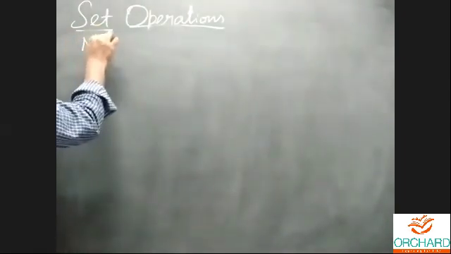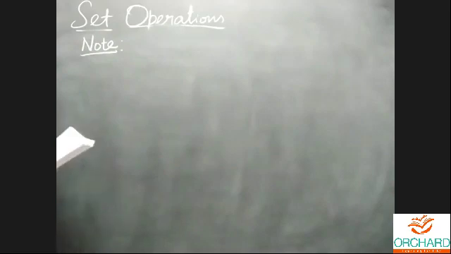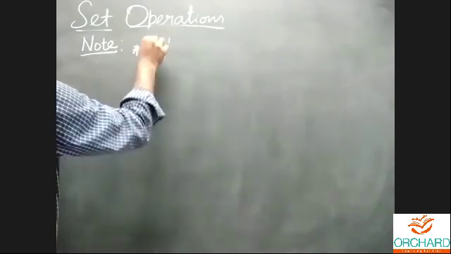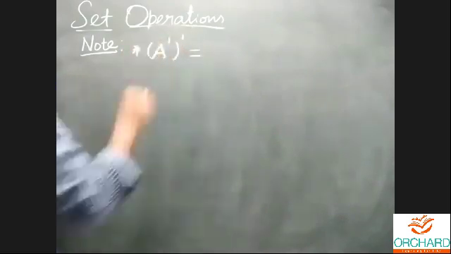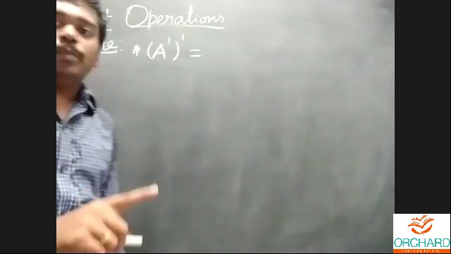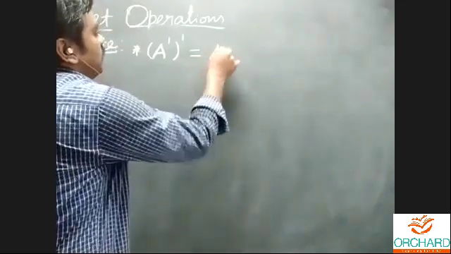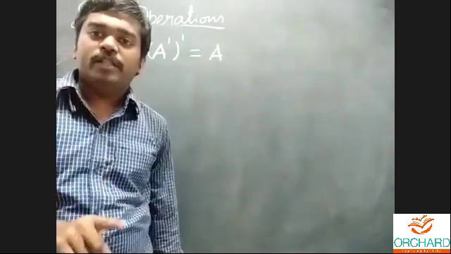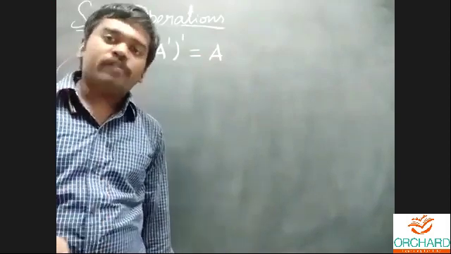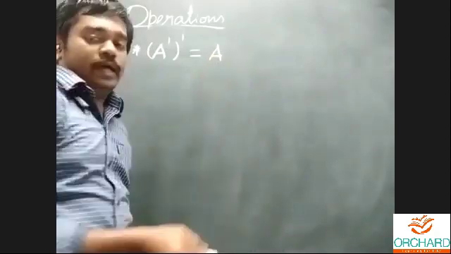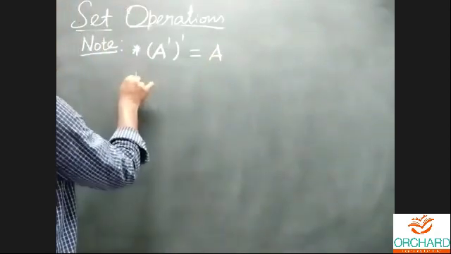Okay, next one, the note. The note is related to the complement of a set. After the Venn diagram, please continue the note for the complement of a set. The first point: A dash whole dash. Actually, A dash is the complement, so the complement of the complement is the actual set A. Once again, if you calculate the complement, you'll get the actual set. That is the first note.